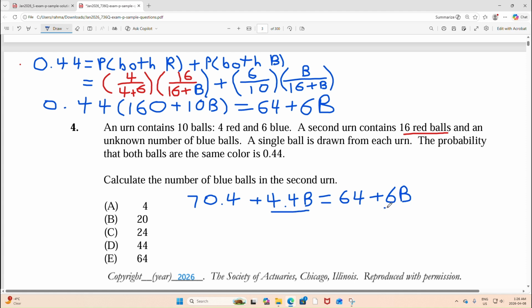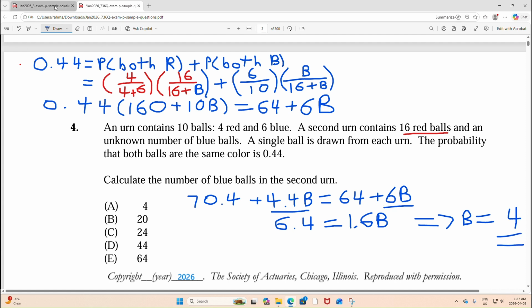Collect your like terms. And that will give us 1.6b this side and 6.4 there, so that will give us b is equal to 6.4 divided by 1.6, which is going to give us 4. So the answer is 4.